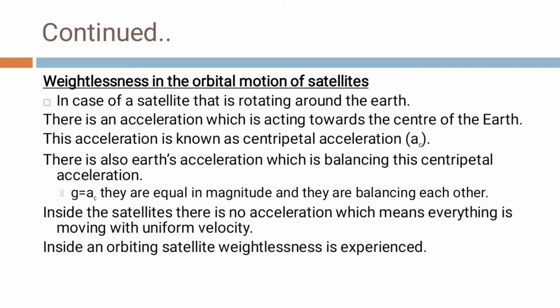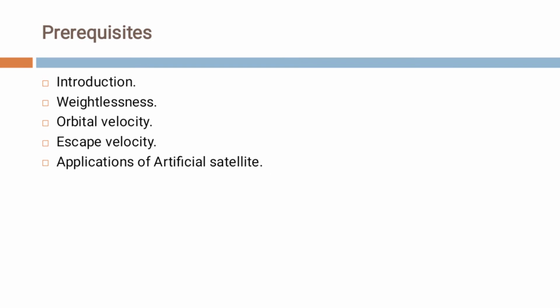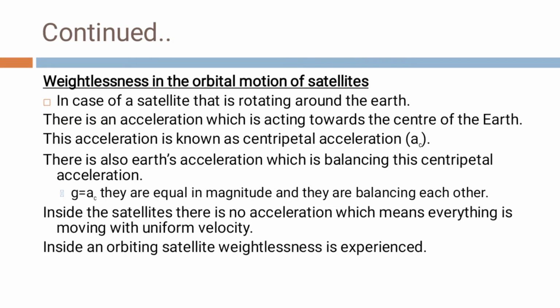That means here g equals a, that is, acceleration due to gravity, the Earth's acceleration, which equals the centripetal acceleration. They are equal in magnitude but they are balancing each other.